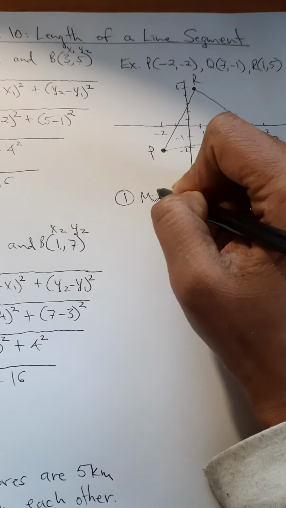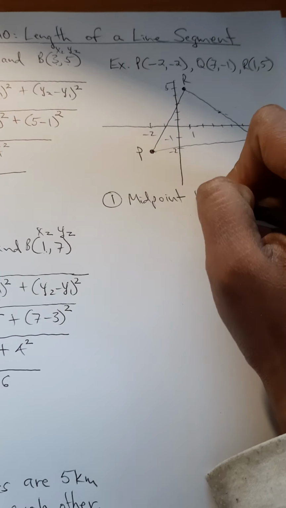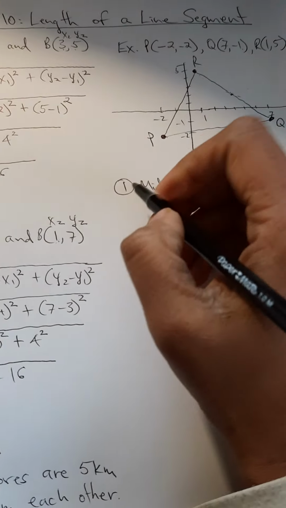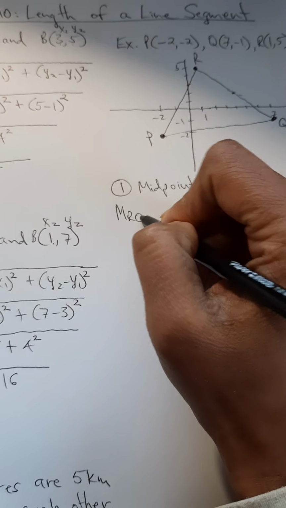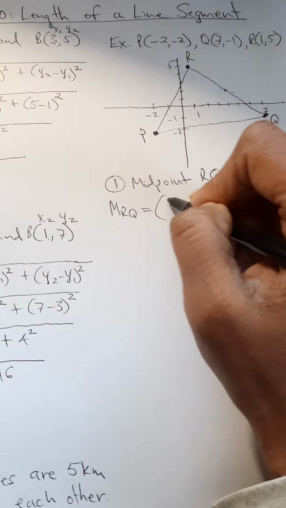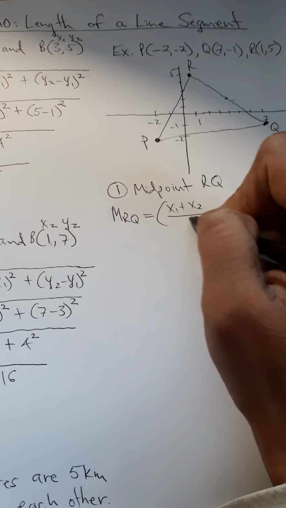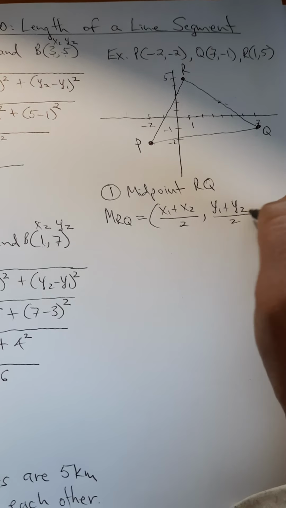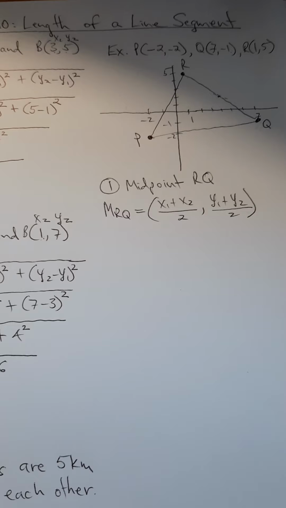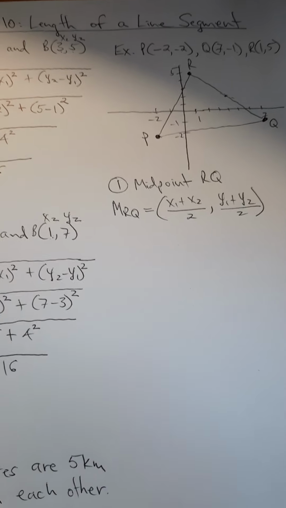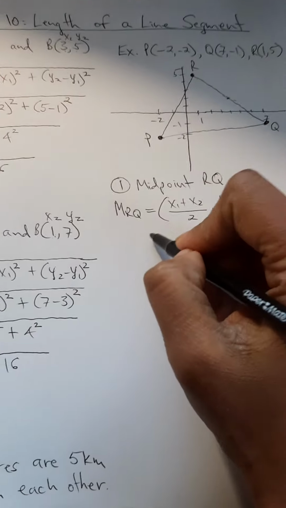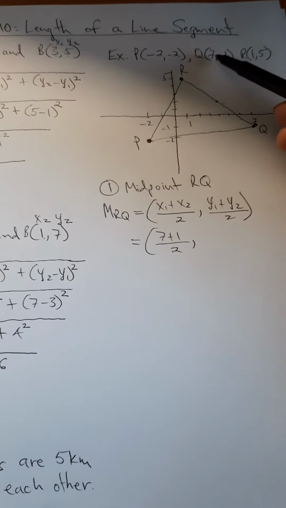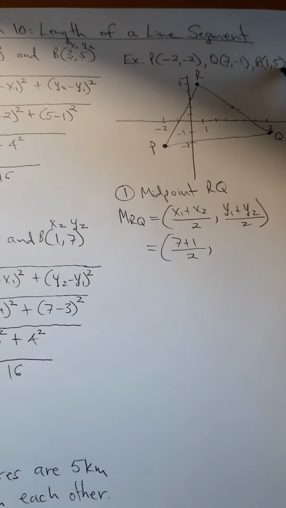So let's do that here. I'm going to write midpoint RQ. Okay, and I do have to find the midpoint. So let's do capital M RQ. Remember when you're finding the midpoint, x1 plus x2 divided by 2, y1 plus y2 divided by 2. So it looks like this. The coordinates that we're using here are R and Q. So we're going to add these coordinates together. I'm going to do 7 plus 1 divided by 2. These are the x coordinates. And then you're adding the y coordinates as well.